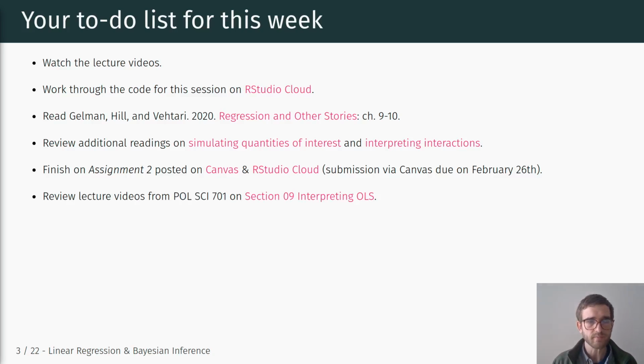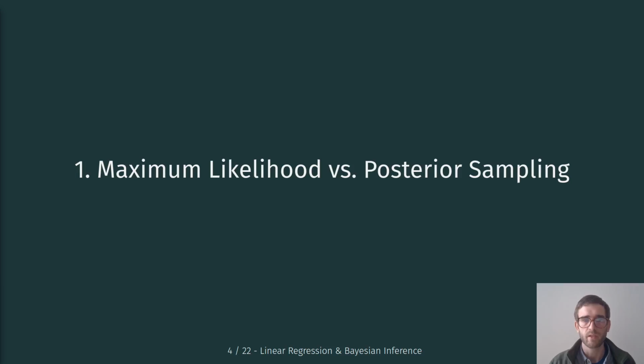Then lastly, I mentioned this last week as well, but since we're talking about interpreting regression coefficients and interpreting predictions of regression results and so on, make sure to review some of the old lecture videos from POL Sci 701, particularly for this week on section 9, interpreting OLS, just in case you want to refresh your memory on any of those topics. Okay, I of course linked all those videos on Canvas as well. All right, so much for the overview. In the next video, I'm going to talk about maximum likelihood estimation versus posterior sampling.